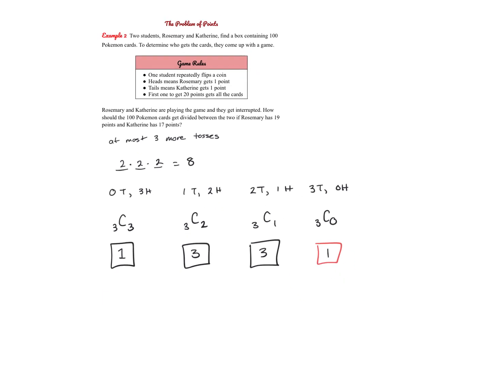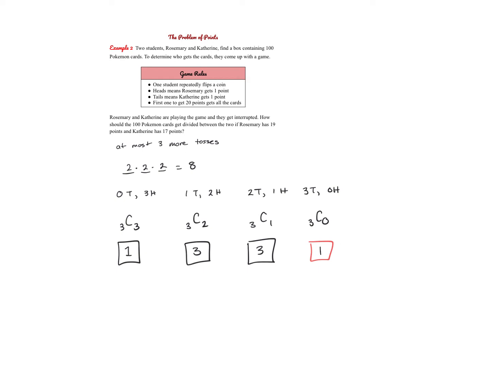So if you look at those individual probabilities, the probability that Rosemary would win, so I'll say R for Rosemary, well, there's 7 favorable outcomes out of 8 total. Remember, we did 2 times 2 times 2. Or if you add all of these up, that's the total number of outcomes. So the probability that Rosemary would win the rest of this game is 7 out of 8. And the probability that Catherine would win is simply 1 out of 8.